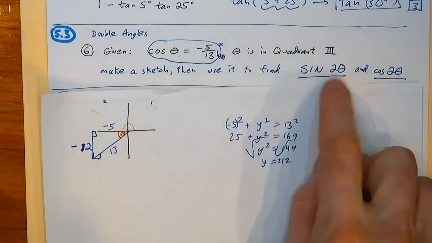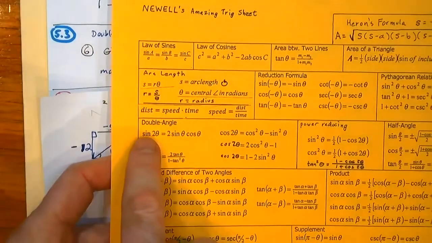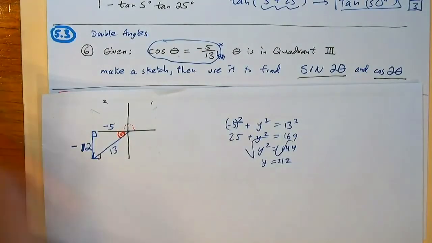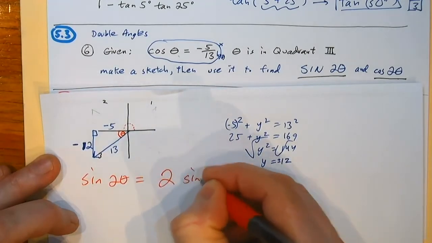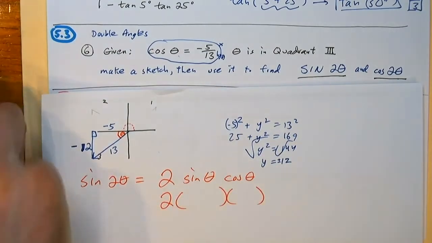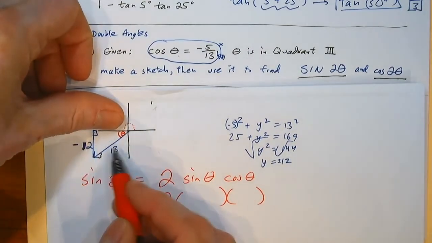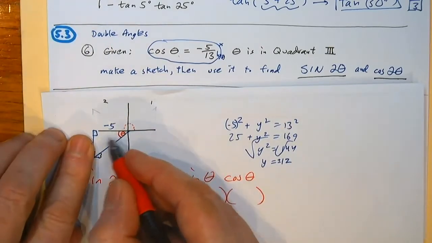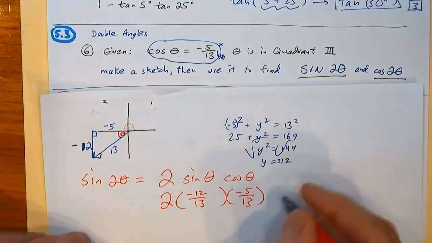So now it wants to know what's sine of 2 theta. So I go and get my rule. A lot of people memorize this one, sine of 2 theta, 2 sine cosine. So we're going to fill this in. Sine of 2 theta is 2 times the sine of theta times the cosine of theta. So it's 2, and we look these guys up on our chart. Sine is the opposite over hypotenuse, so I'll put in -12/13. Cosine is the adjacent over the hypotenuse, -5/13.